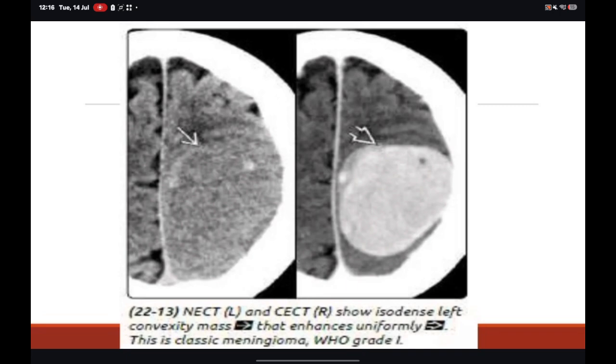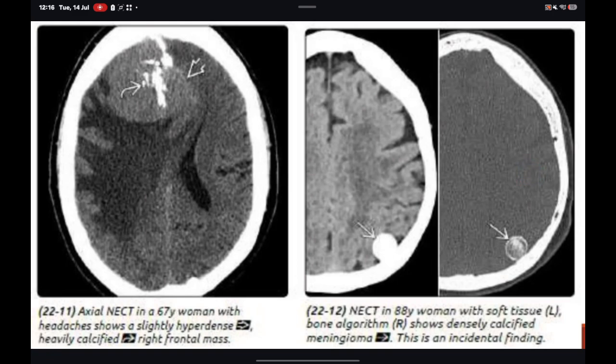Here you can see an isodense left convexity mass that enhances uniformly. This is a classic meningioma, which is WHO grade 1. Here you can see a right frontal mass on the left side, and this is an incidental finding.